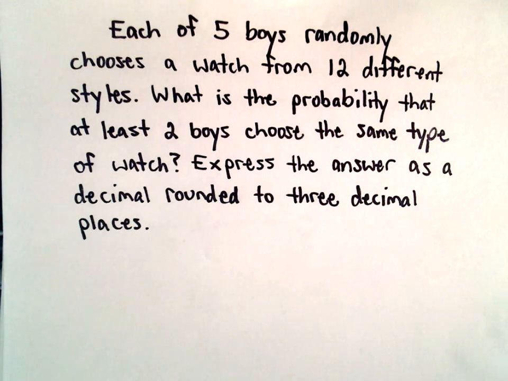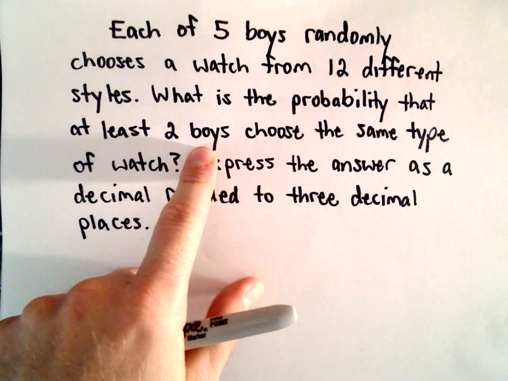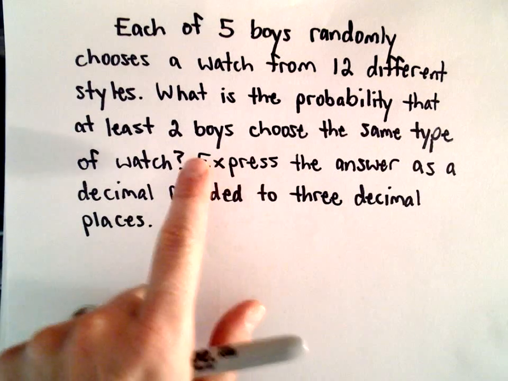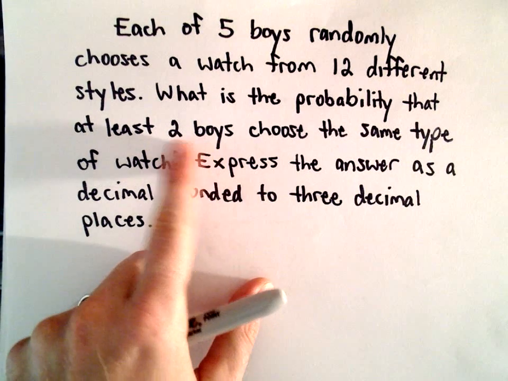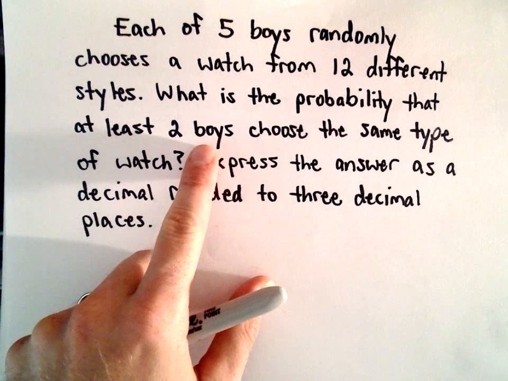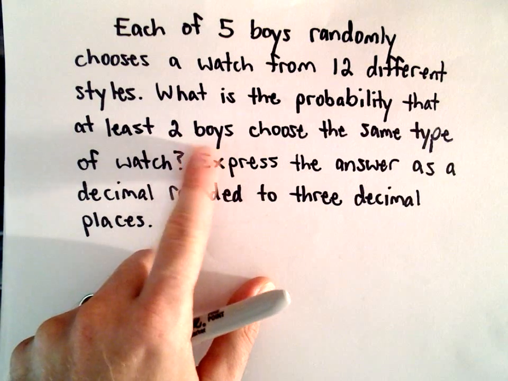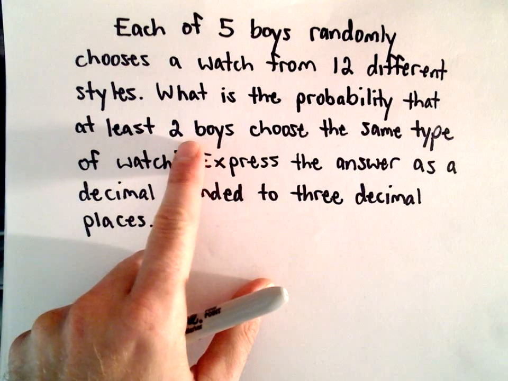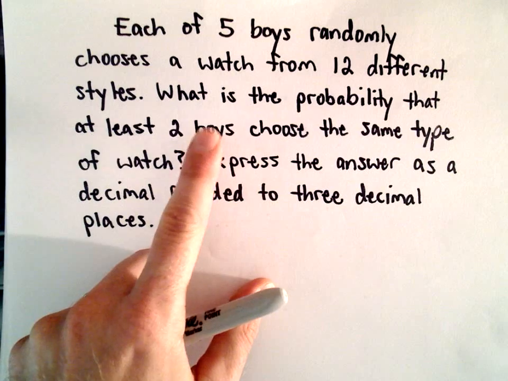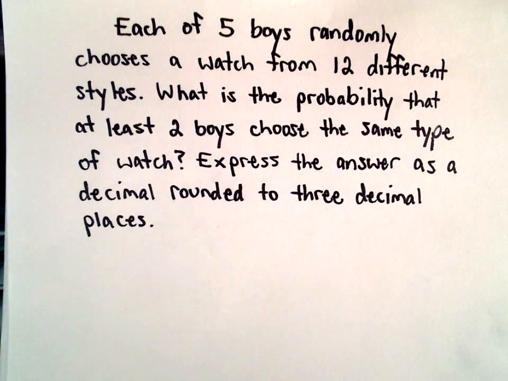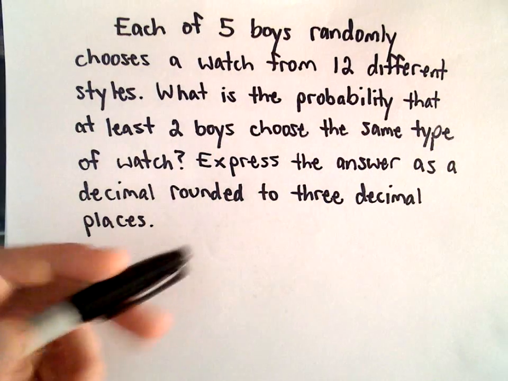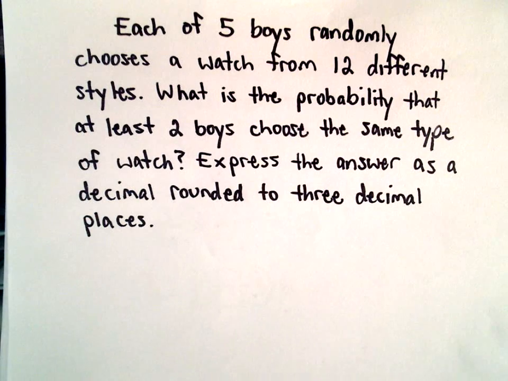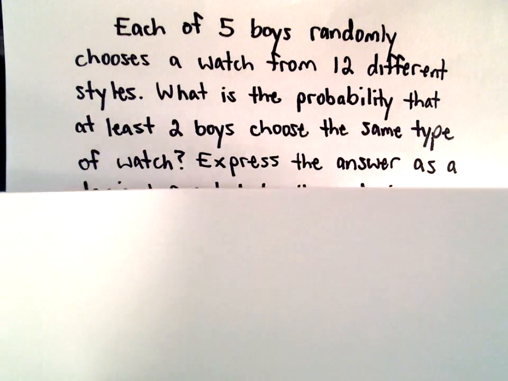Okay, so to calculate this directly would be difficult because 2 boys could choose the same watch and the others choose different ones. 3 boys could choose the same watch, again the other 2 could choose something different. Likewise, 4 boys could choose the same watch, or 5 boys could choose the same watch. So there's lots of different ways that this event could happen where at least 2 boys choose the same type of watch.